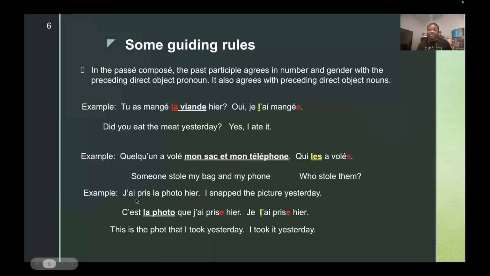The question is, j'ai pris quoi? In French, you say prendre la photo, which means take a picture. So you say, I took what? La photo, which is the direct object. Now, here there's no agreement. We don't do any agreement. But look at this sentence. C'est la photo que j'ai prise hier. This is the photo that I took yesterday.